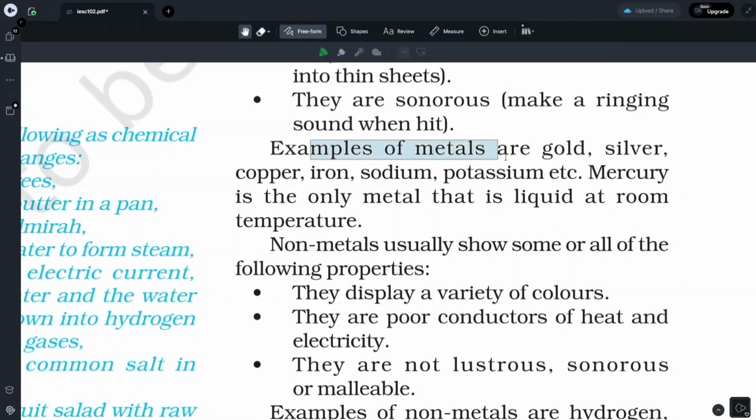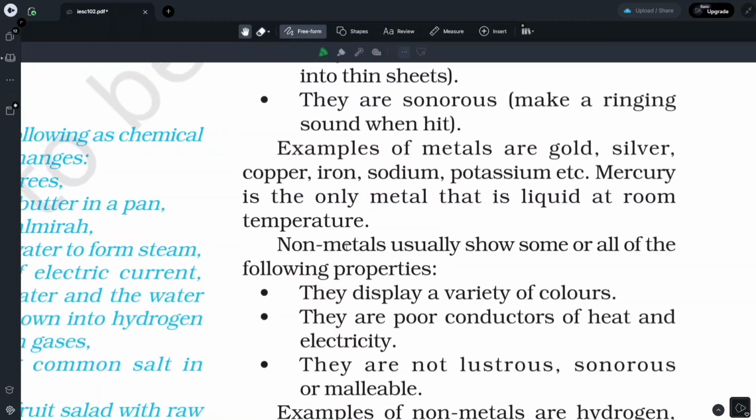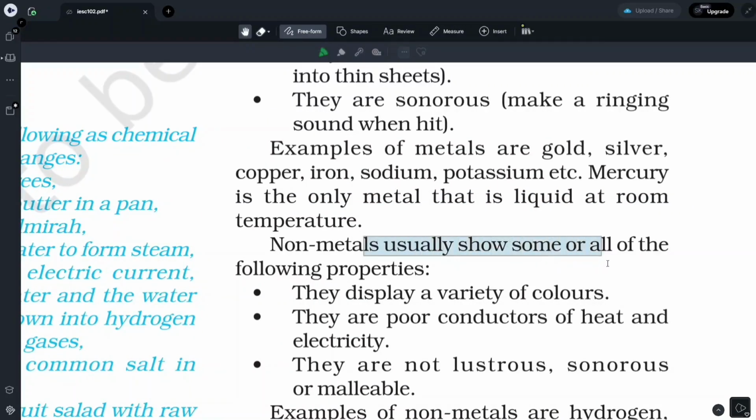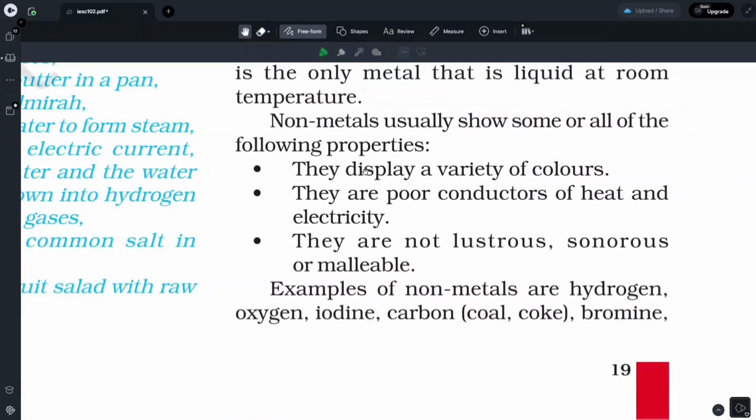Examples of metals are gold, silver, copper, iron, sodium, potassium, etc. Mercury is the only metal that is liquid at room temperature. Non-metals usually show some or all of the following properties: they display a variety of colors, they are poor conductors of heat and electricity, and they are not lustrous, sonorous, or malleable.